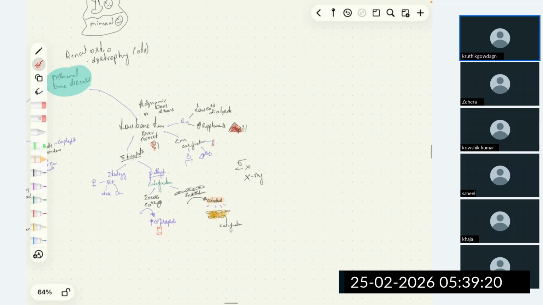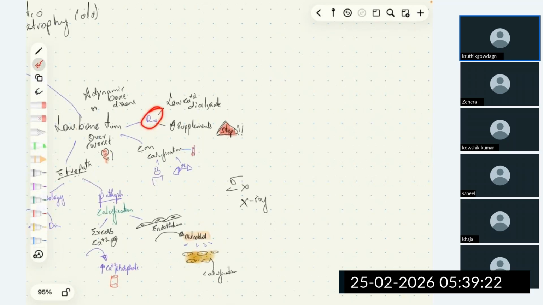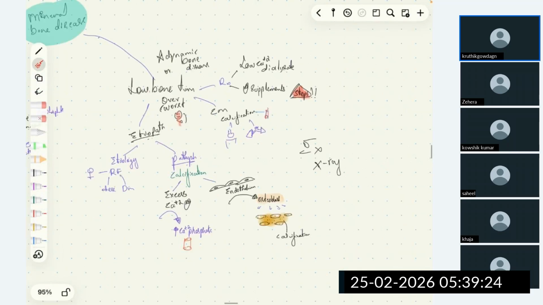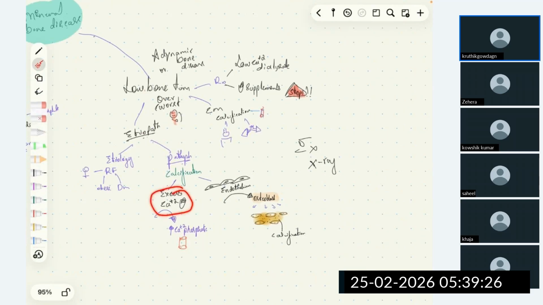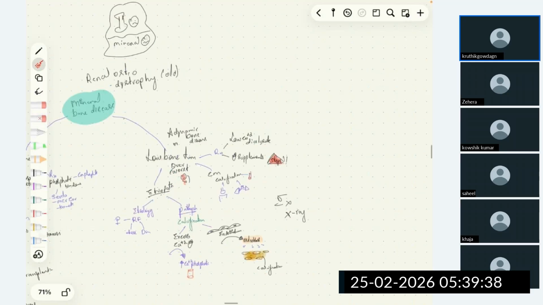What is the treatment of this condition? See here, excess calcium intake is one of the causes. Please stop taking calcium supplements. And also, if the patient has low bone turnover disease, we already know that the patient has CKD, grade 4 or 5 CKD.